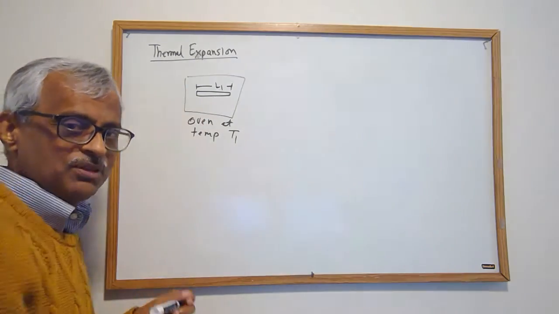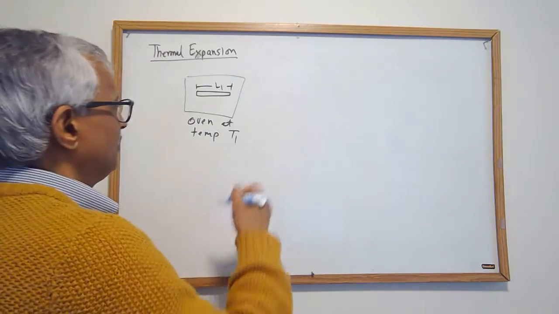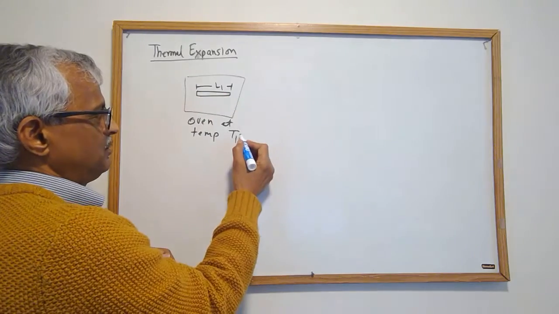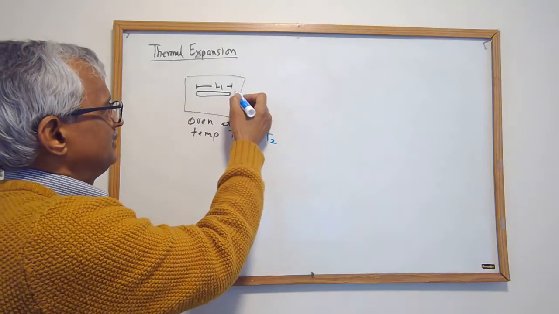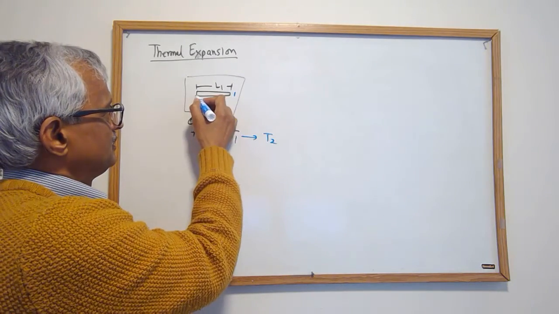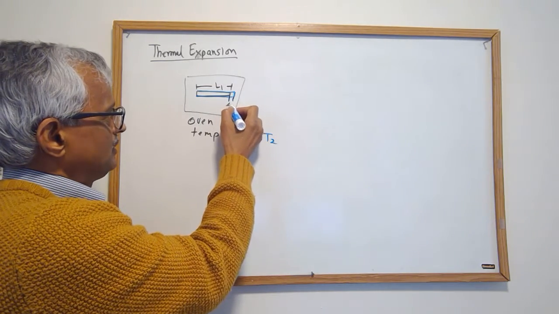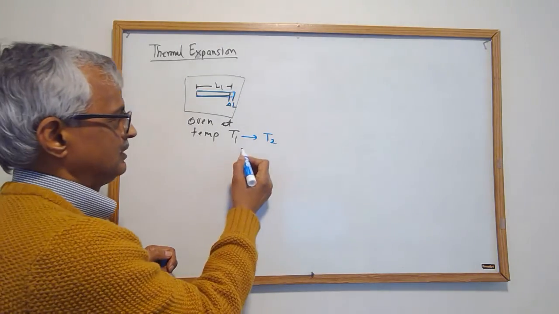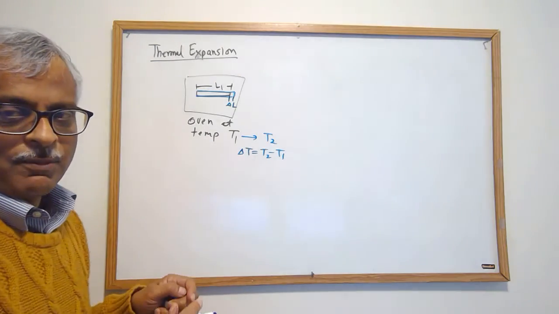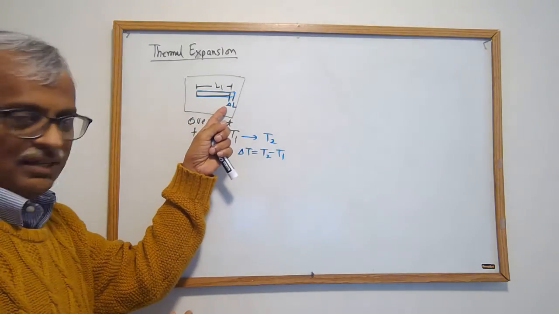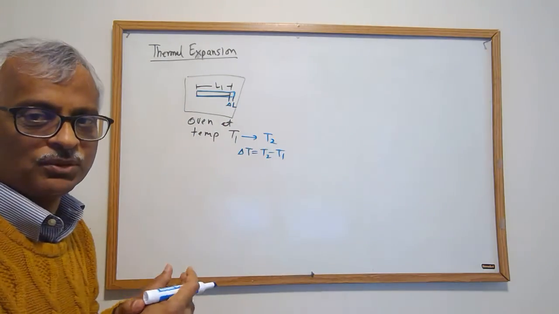Now I increase the temperature of the oven, and I find that the temperature went up to say T2, and the length went up by this much. So this is delta L. So delta T is T2 minus T1. Well, how much it increases depends on how long a bar. If I have a longer bar, I'm going to have more.